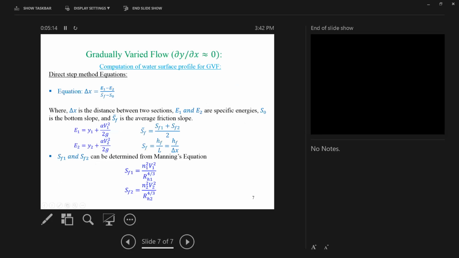These are the equations I showed earlier: how to calculate specific energy for section 1 and section 2, the friction slope for section 1 and section 2, and finally the delta x. Now we will go into Excel so that we can do the calculation properly. Since we will do a repetitive calculation, Excel is very good for this purpose, so I'm moving to Excel.